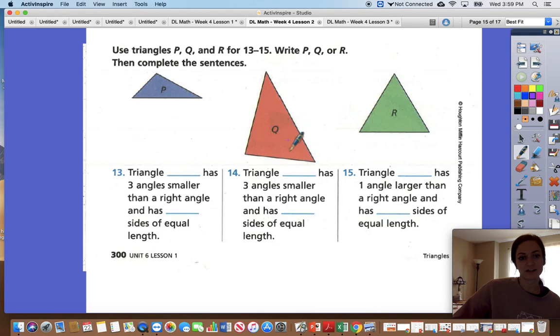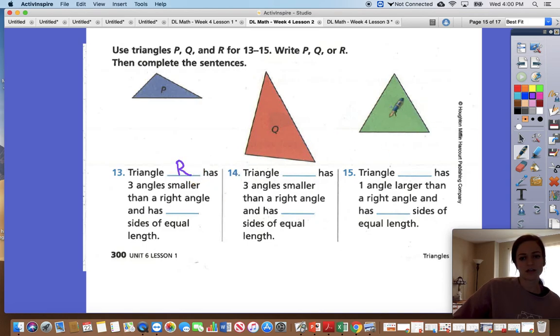All right, let's do another couple, okay? Triangle blank has 3 angles smaller than a right angle and has blank sides of equal length. Okay, so which one of these has 3 angles that are smaller than a right angle? I see this one, but I actually also see this one, okay? So we'll wait on that one. This one could be Q or R. We can pick whichever one we want to fill in. Let's say R.